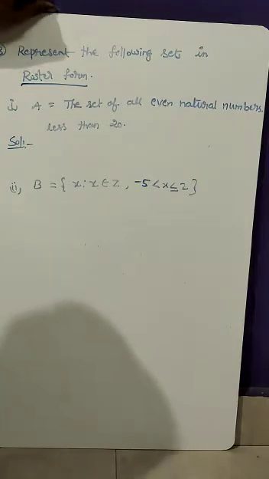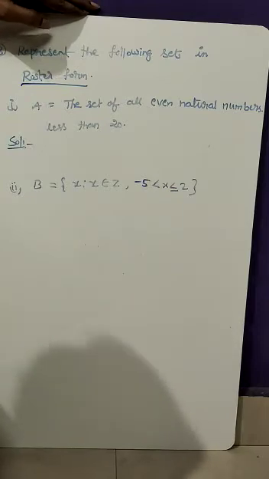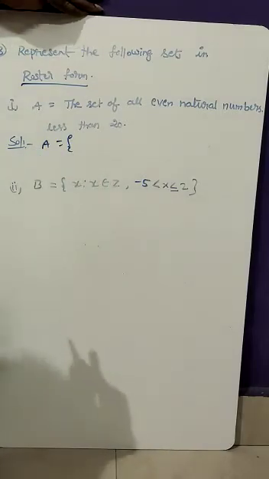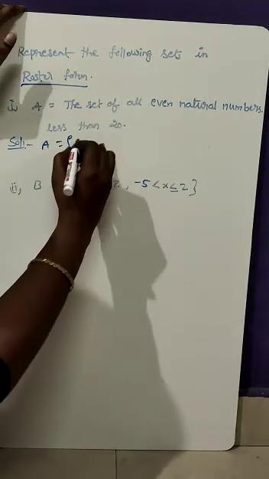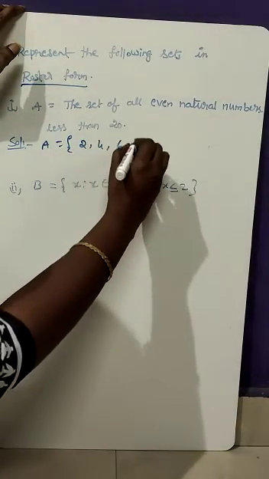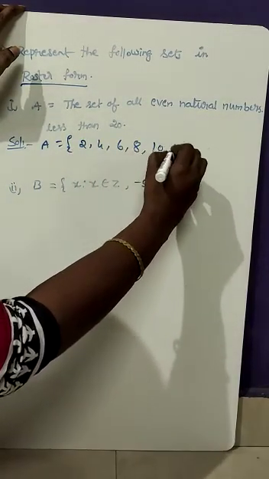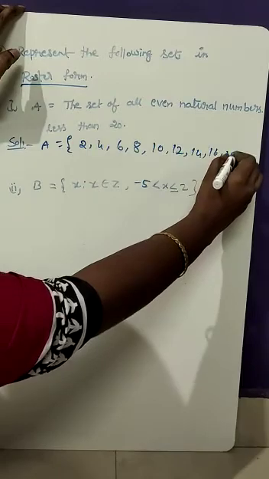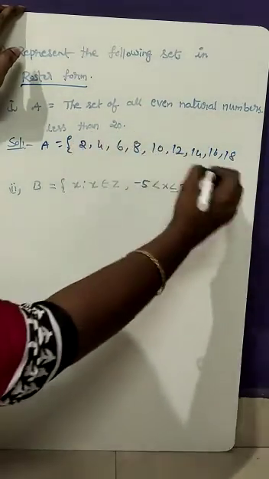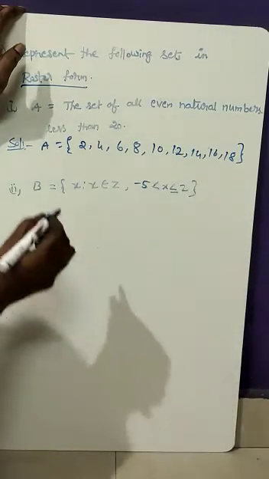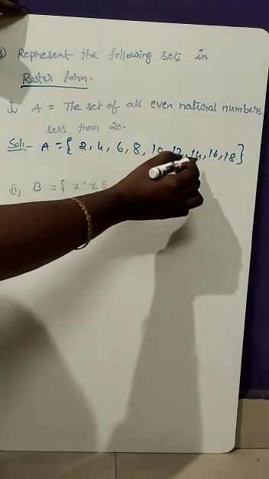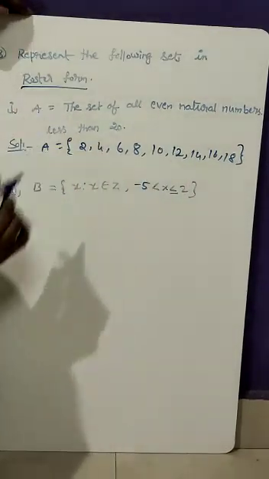You already know very well, natural numbers mean starting from 1 to infinity, and even numbers are 2, 4, 6, 8 like that. So the first question, A is equal to, start the bracket, even natural numbers: 2, 4, 6, 8, 10, 12, 14, 16, 18, less than 20. That means you have to stop at 18. So that is the listing of elements, and that is the answer.